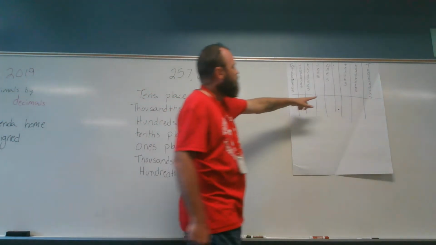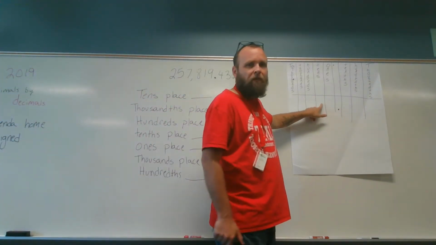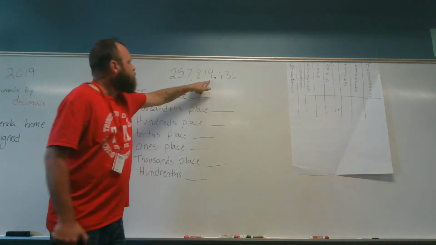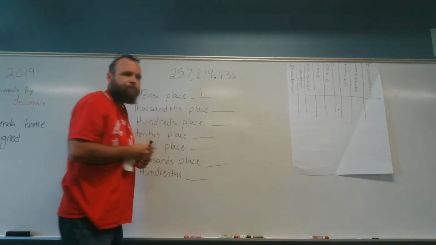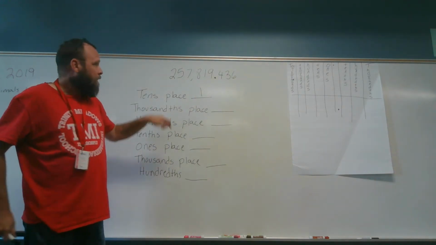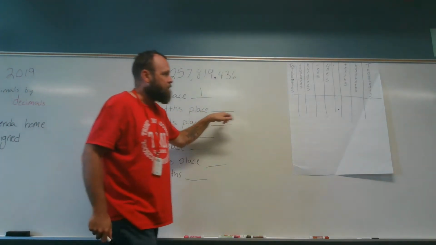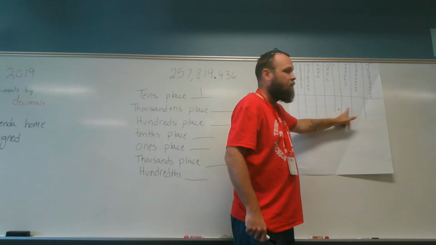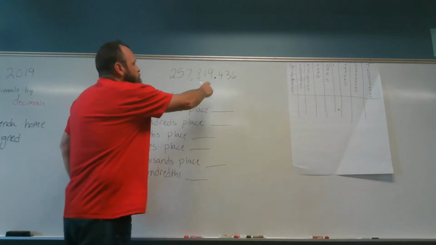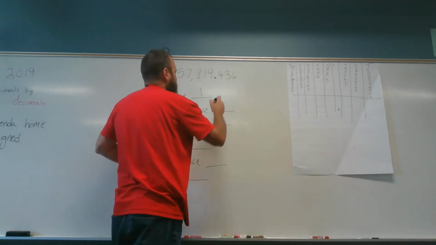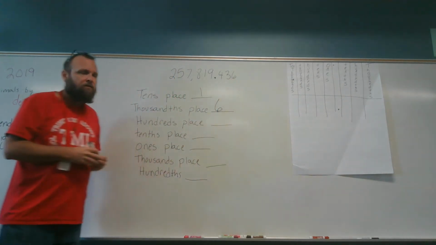All right, so I go to my tens place. If I look over here, my tens place is 2 places in front of the decimal. So 2 places in front of the decimal, I have the number 1. My next one, the thousandths place. Thousandths place is 1, 2, 3 places behind the decimal. So 1, 2, 3 places behind the decimal is the 6.